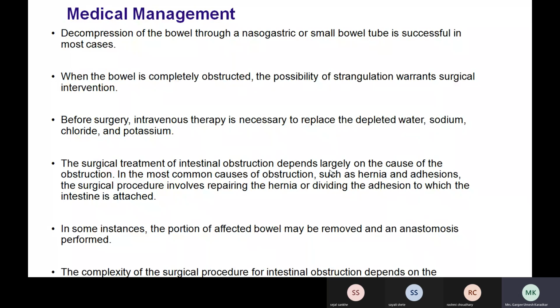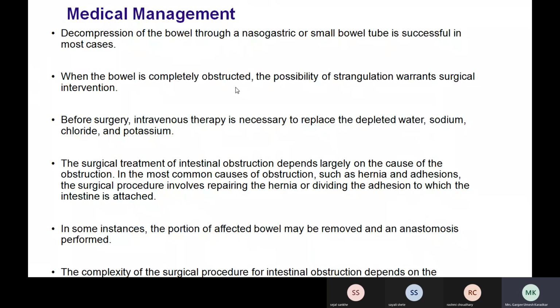So what is the medical management? First and foremost required is decompression of the bowel through a nasogastric or small bowel tube, which is successful in most cases. So it will help in taking out whatever flatus and contents are there. When the bowel is completely obstructed, the possibility of strangulation warrants a surgical intervention. When you have a strangulated intestinal loop, they have to go in for surgical intervention, because if it gets necrosed, it is not going to help the patient but harm the patient.